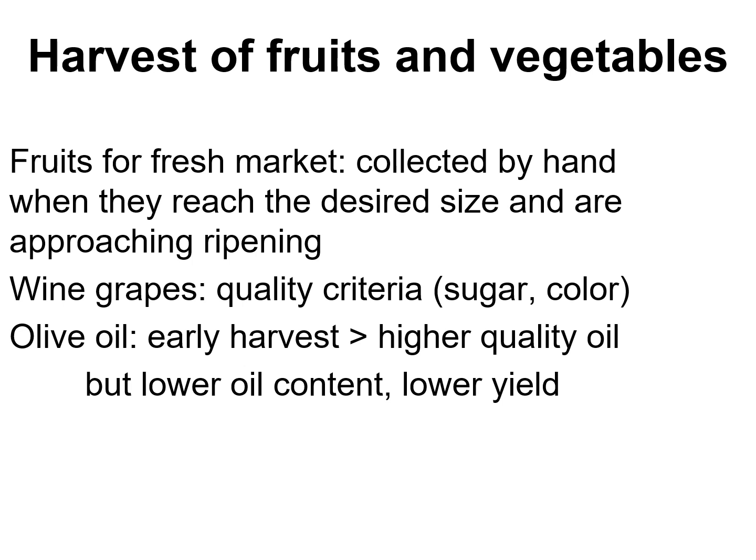In the case of fruits and vegetables, we can distinguish between production for the fresh market, which will be collected by hand when the fruits reach the desired size and are close to complete ripening. For wine grapes, the criteria for harvesting is based on quality characteristics like sugar content or color. In the case of olive oil, we can harvest earlier if we want to have higher quality oil, which gets better prices, or later, but if we harvest later, we will have lower prices, but the total oil harvested will be higher.